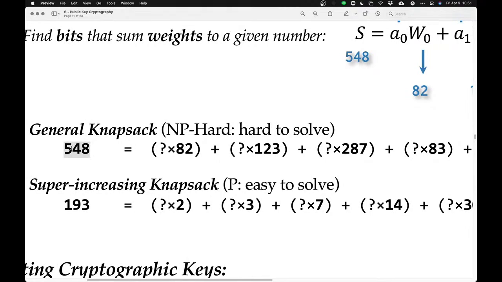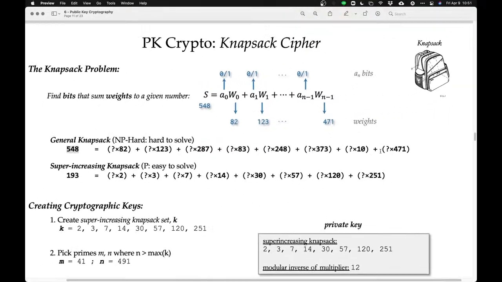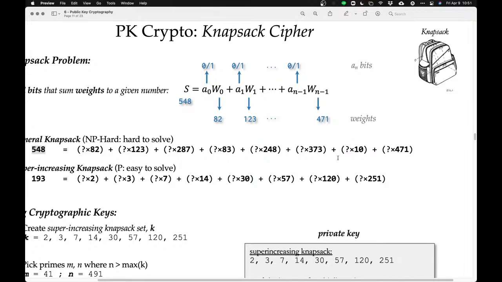So I've got the number 548. Now I need to break it up, and well, it's already broken up for me. You see all these numbers here? However, I don't need all these numbers. I just need some of these numbers.